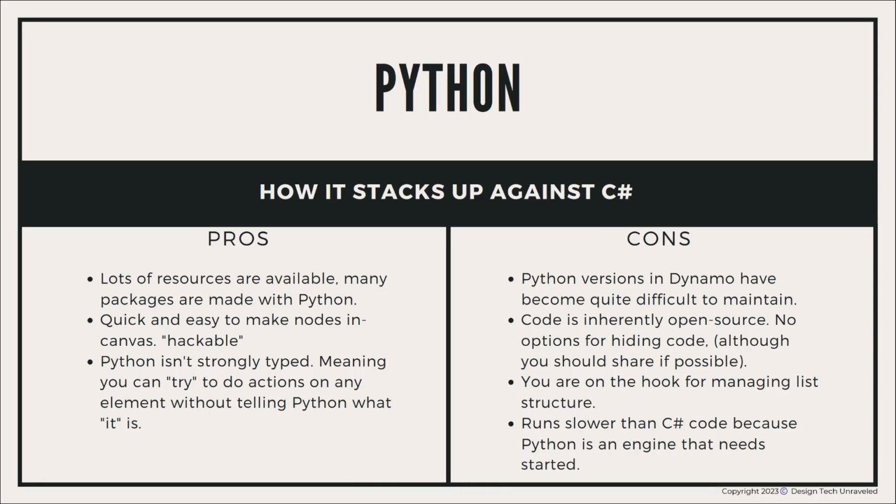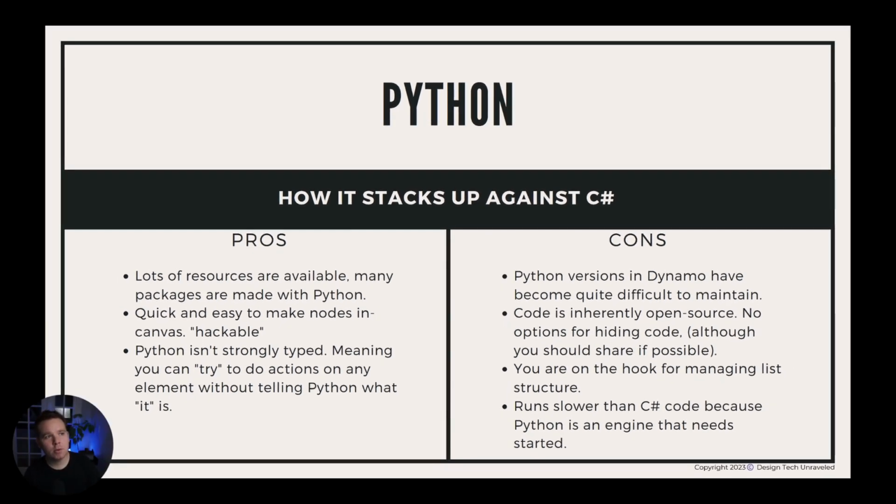Python versions in Dynamo, onto the cons now. Python versions in Dynamo have become quite difficult to maintain. So in Dynamo 2.13 that came out with Revit 2023, they switched the Python version on us. Historically, Python in Dynamo has been a variant called IronPython 2.7. They switched to CPython 3.